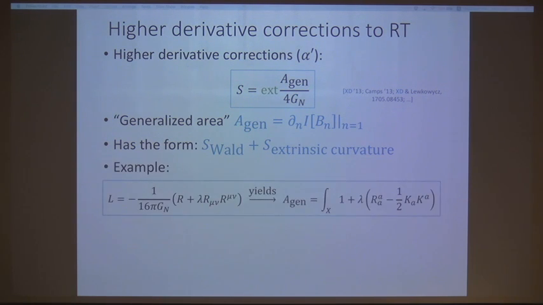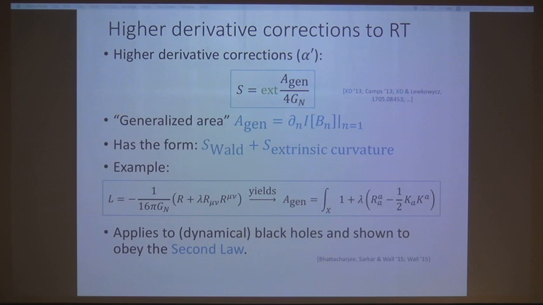A specific example of that is if we have a theory that includes, let's say, the Einstein-Hilbert action and also R mu nu squared with some coupling. Then the generalized area is simply the normal area plus this correction, where the first term is simply the Wald entropy, the Ricci tensor contracted in some directions, and the second term is the extrinsic curvature term that involves K squared.